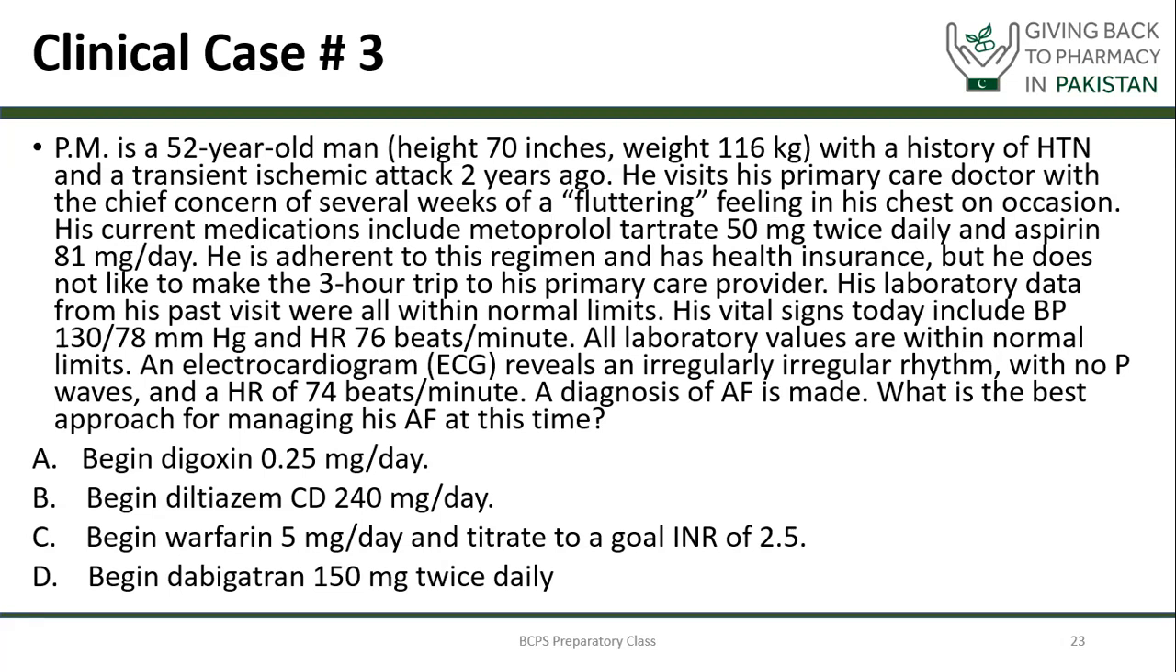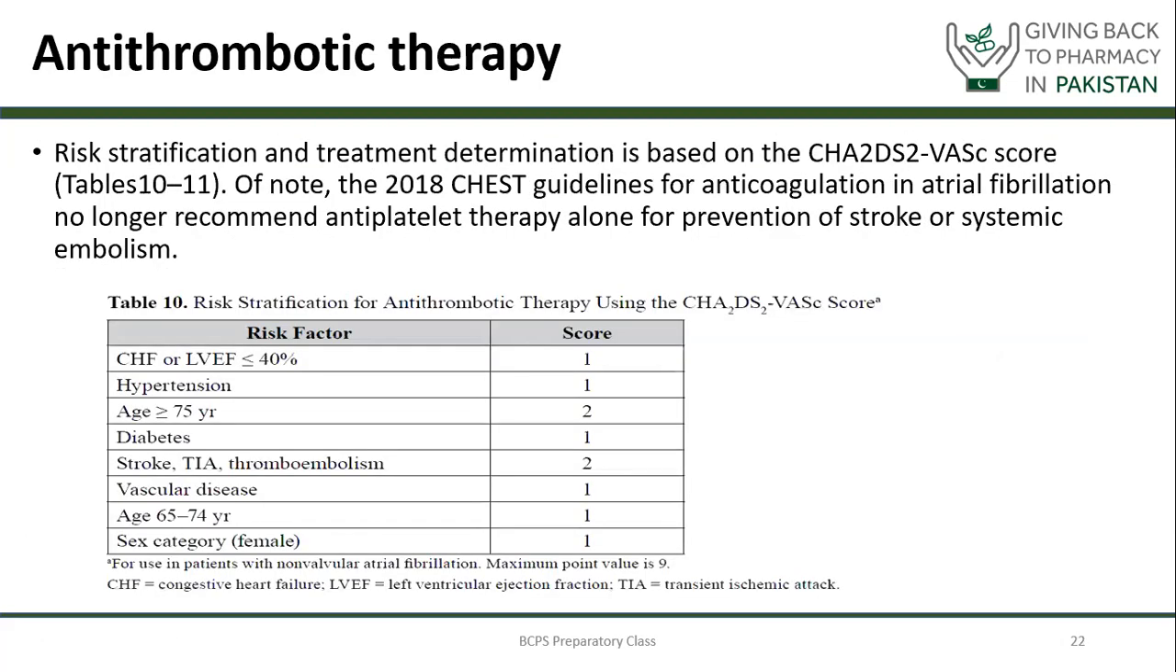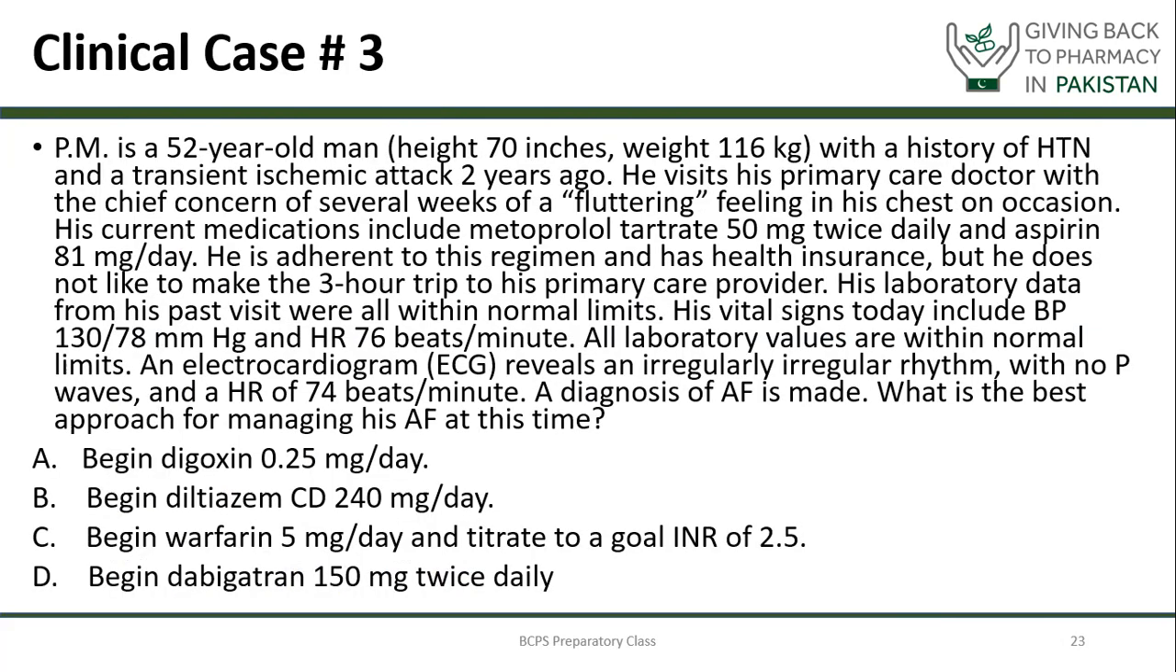So, as we have discussed, whenever there is atrial fibrillation, we have to start anticoagulation therapy. So for anticoagulation therapy, again, how will we start it? We will start after calculating the score. If it qualifies with this score, with 3 or above, we have to start the anticoagulation therapy. So let's calculate the score for this patient.